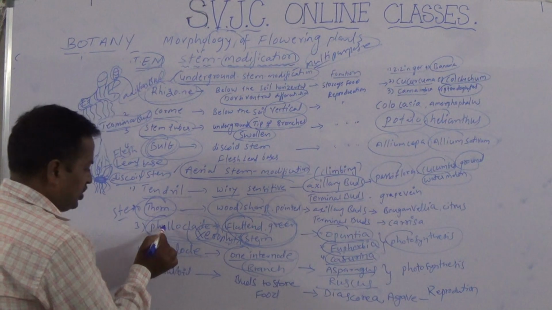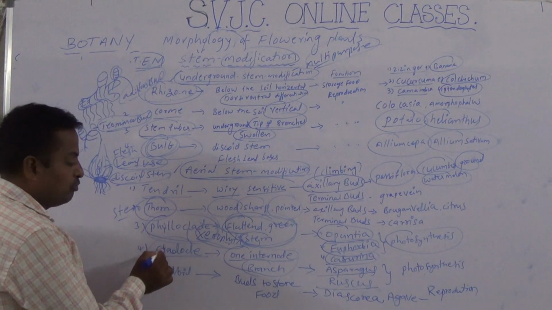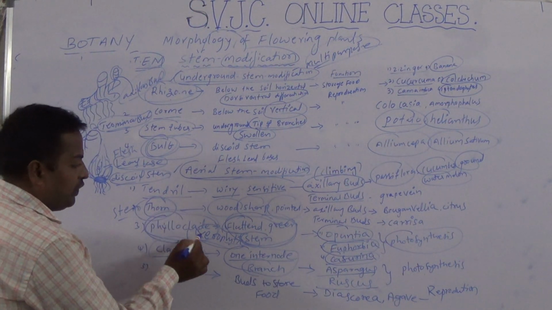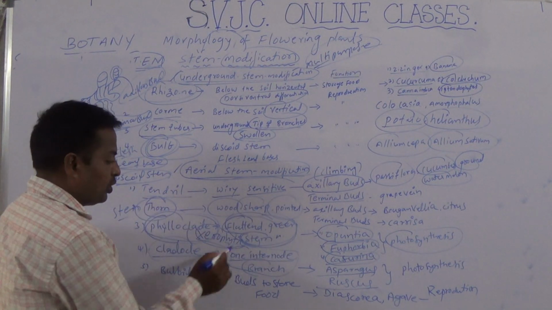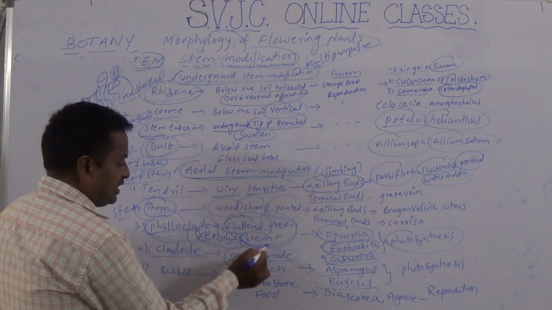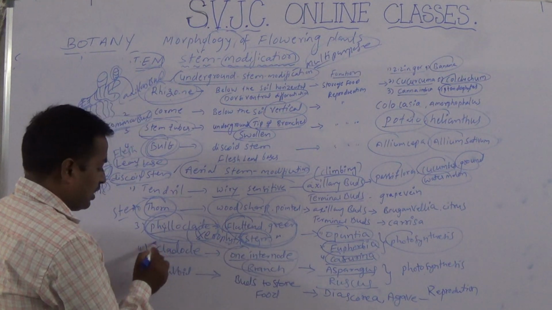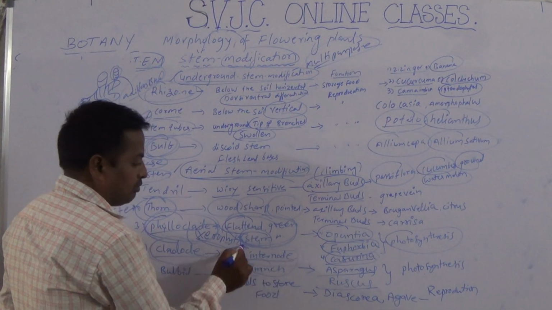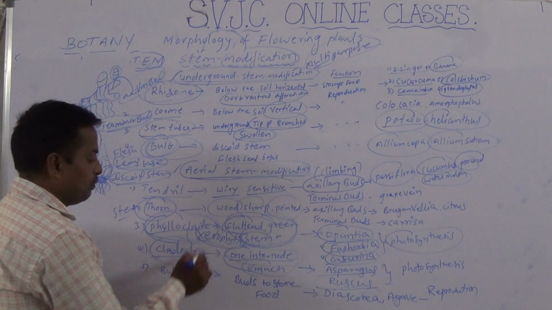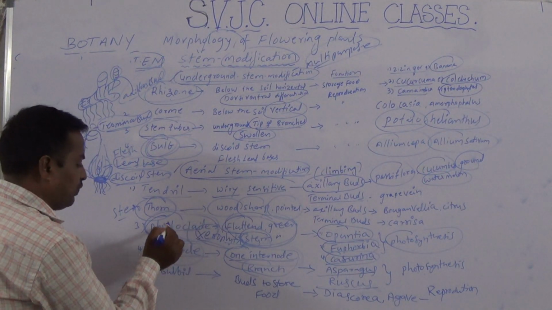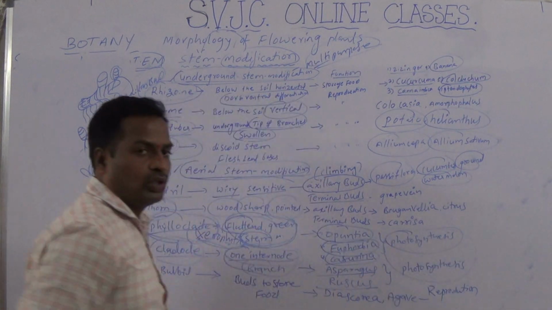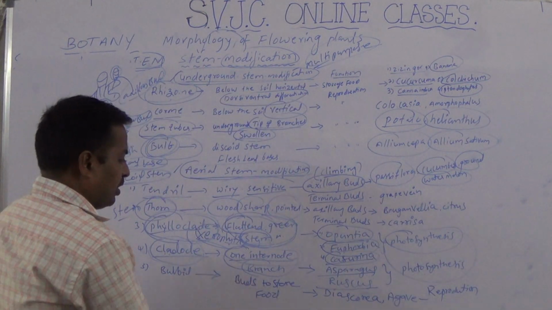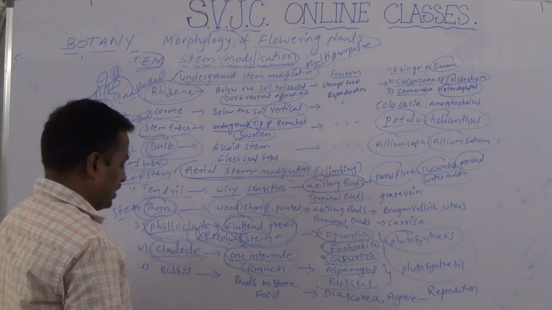What is the difference between phylloclade and cladode? The phylloclade is differentiated into many nodes and internodes, because it is stem. But cladode has only one internode because it is branch. What is the common function between phylloclade as well as cladode? Photosynthesis. Best examples: asparagus as well as ruscus.